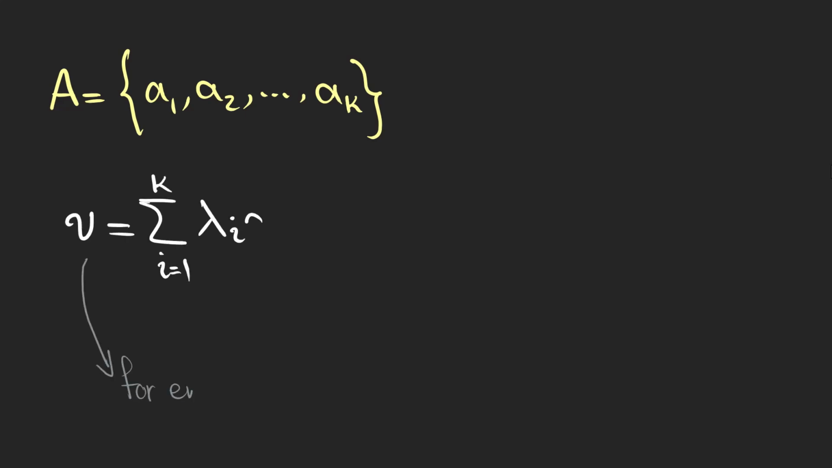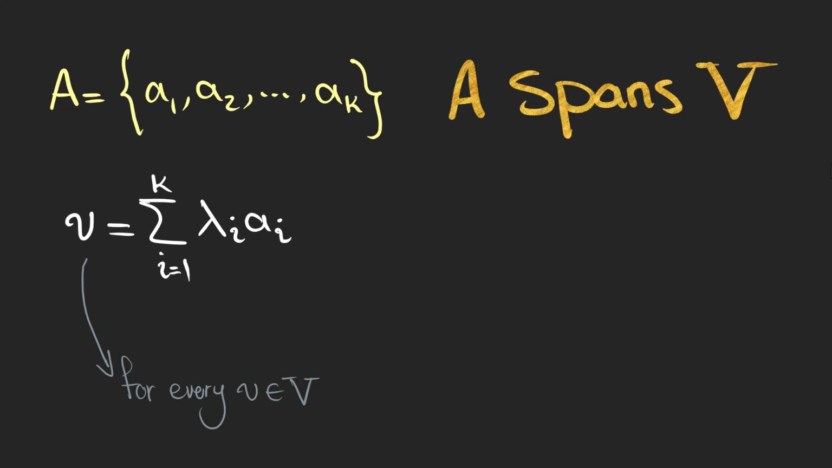Now you might ask whether we can find a set of vectors by which we can obtain any vector in the vector space using a linear combination of them. The answer of this question is the topic of our next video.